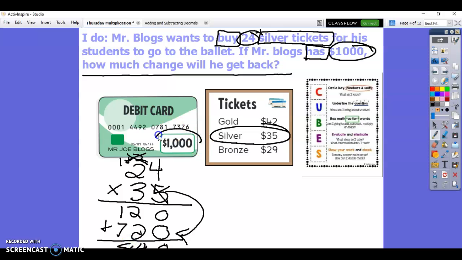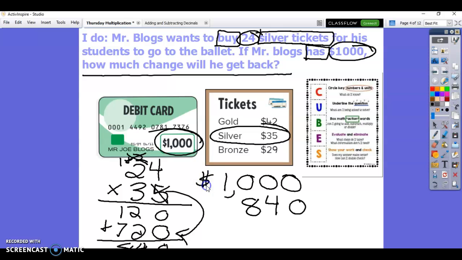Now, Mr. Bloggs has $1,000 to spend. We're looking for how much money he is going to get back. So he gives the attendant $1,000. He is going to pay for the tickets, which cost $840. I'm going to put my dollar signs out here. And now we're going to subtract to find the difference, how much money he's going to get back.